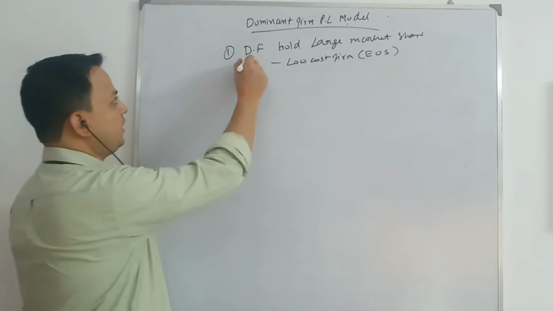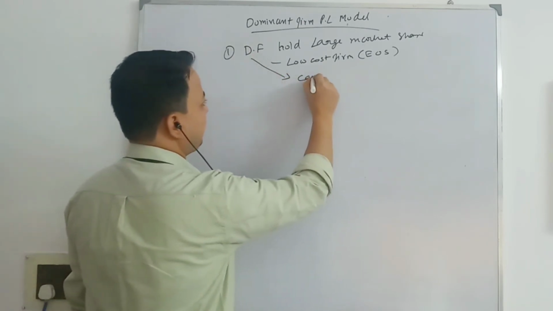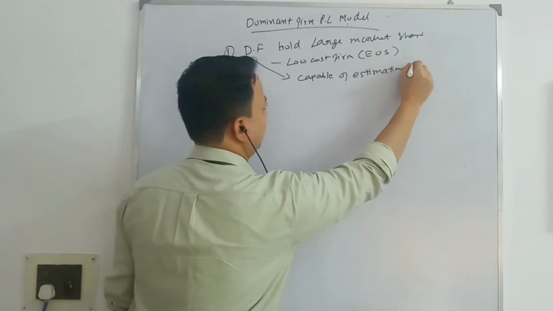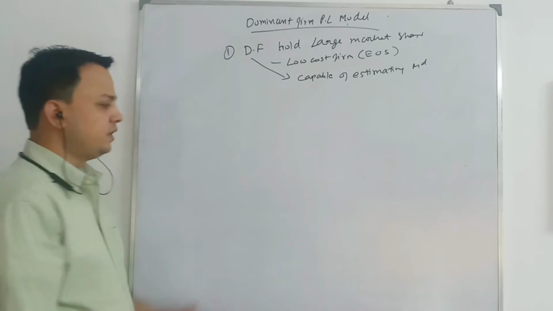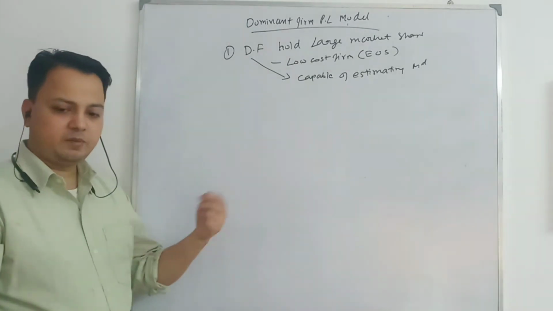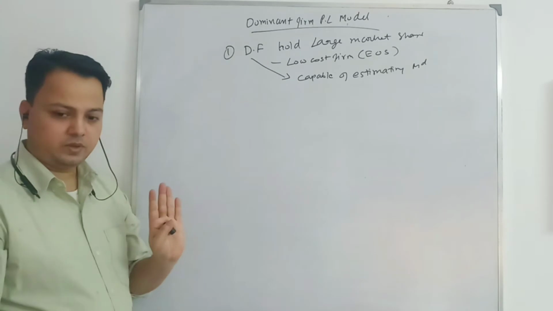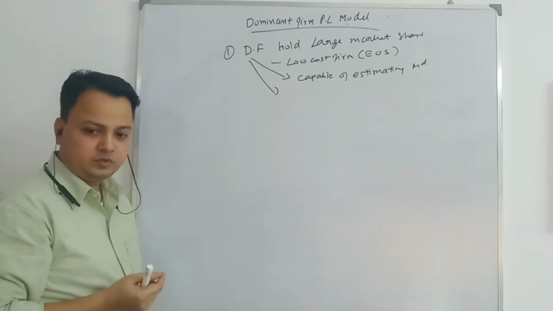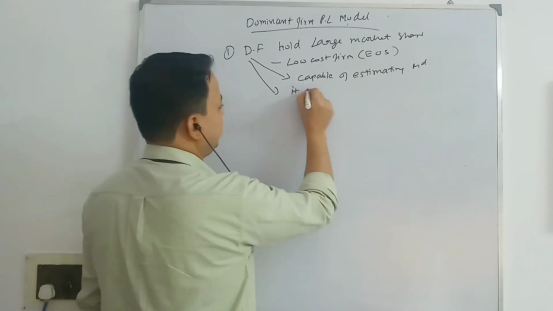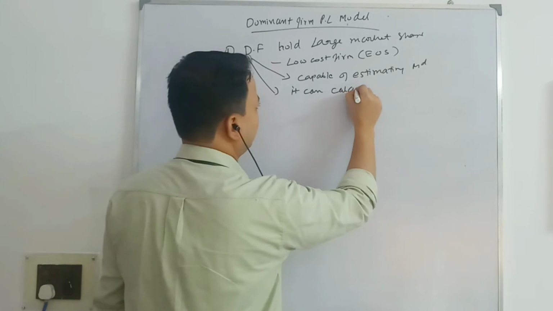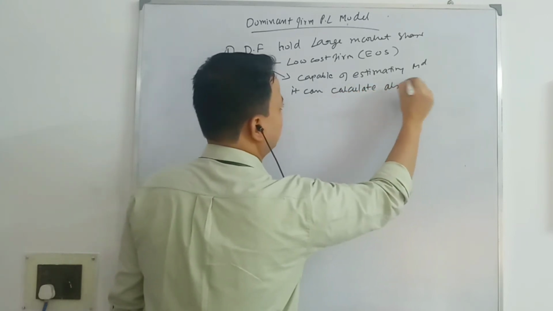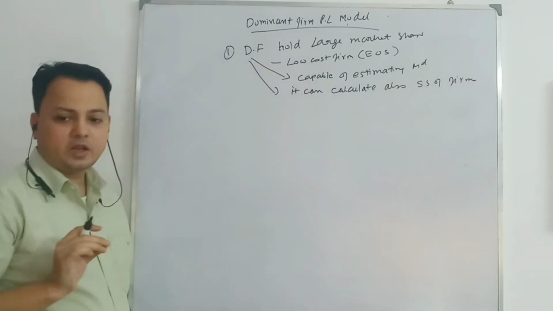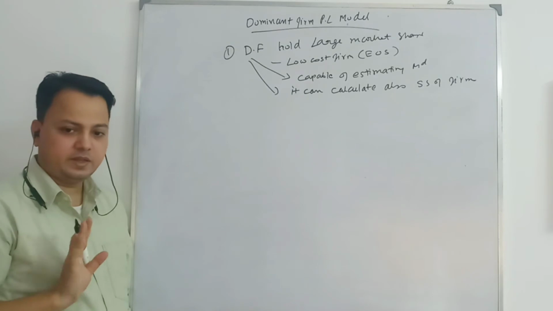This dominant firm is capable of estimating market demand. What is the market demand, and how is this market demand formed? It is able to estimate that. At the same time, it can calculate the supply of all small firms that are there in the industry.